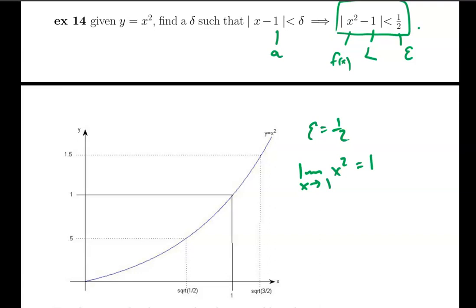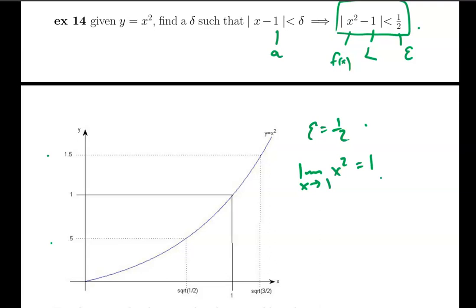That's direct substitution. That's not really the question here. We're kind of getting into the definition, the precise definition. We're trying to find a delta that works. So here, if this is 1 and epsilon is 1/2, we have to go plus minus 1/2. So we go up to 1.5 and down to 1/2. That's our window. That's our y window.